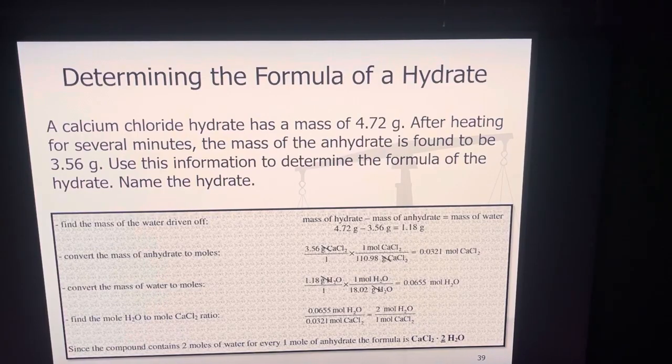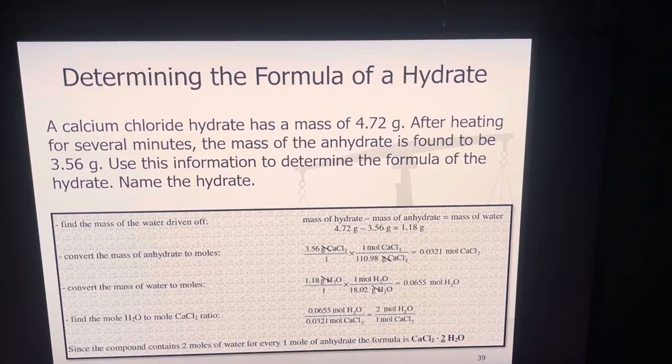And then you do the same thing for water. You convert the mass of water also to moles by simply multiplying by the conversion factor of moles over grams. Grams cancel out, getting you 0.655 moles of water. And then you find what's called a mole to mole ratio. And this is new, but we're going to be using this a lot in the future. So you divide each of those numbers.